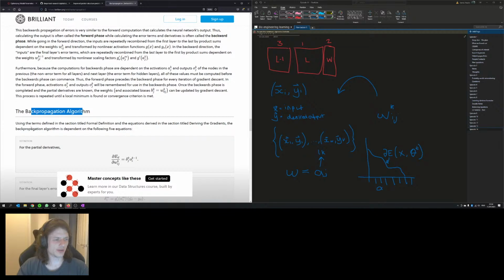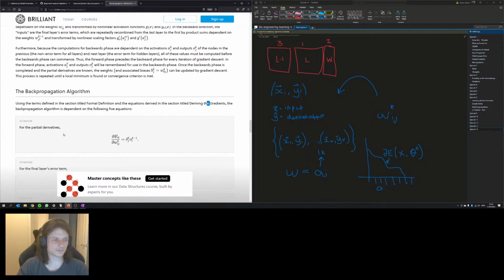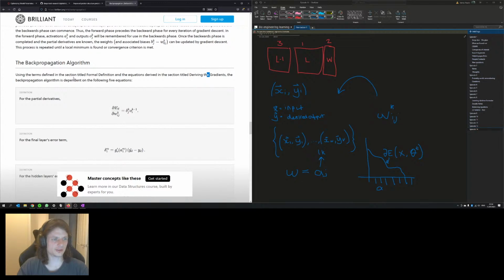The backpropagation algorithm. Using the terms defined in the section titled Formal Definition and the equations derived in the section titled Deriving the Gradients, the backpropagation algorithm is dependent on the following 5 equations.